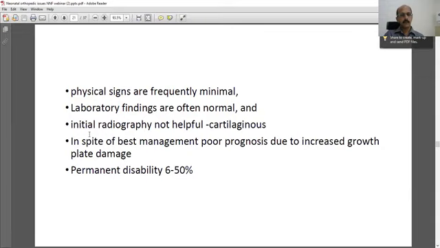Initial X-ray is often not useful because of the cartilaginous tissues, but on a close look, we can definitely make out some contour abnormalities in the bone, the periosteal reactions, the periosteal thickenings, and the surrounding soft tissue swellings. In spite of these challenges, and in spite of the best management, the prognosis is poor because of the growth plate getting damaged, and permanent disability can be quite high. The range has been from 6 to 50% depending on where it was and how it was handled.